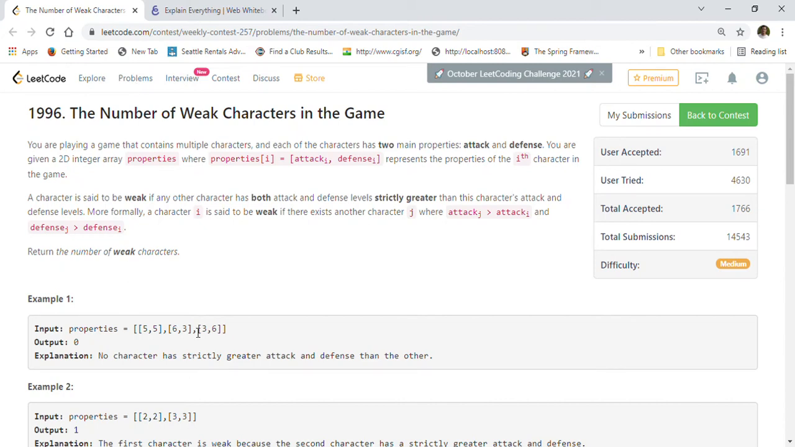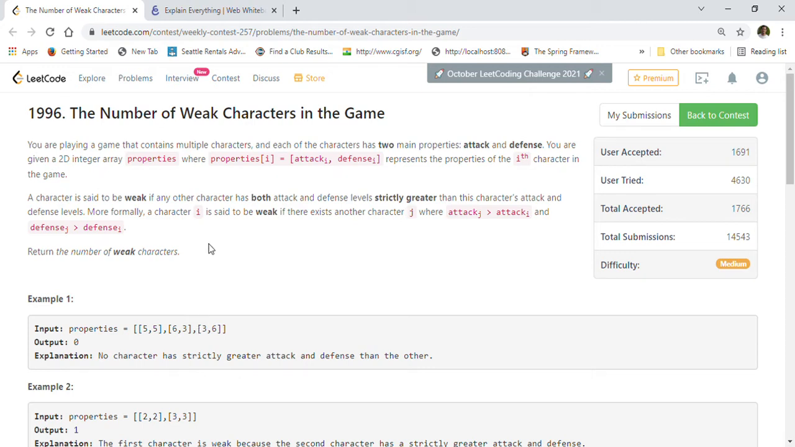Hi friends, welcome back. Today we are going to solve LeetCode problem 1996, the number of weak characters in the game. So let's first go through the description of the problem and then we will look at some examples and explain how we are going to solve the problem.